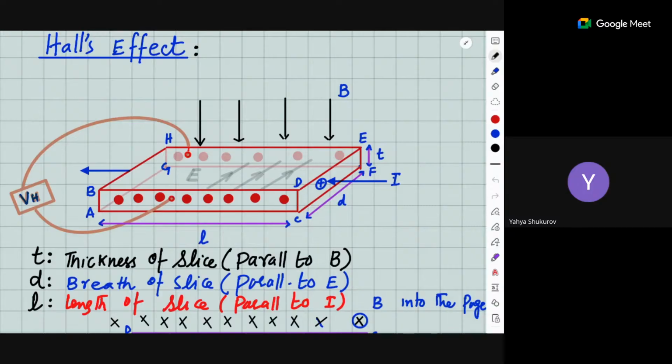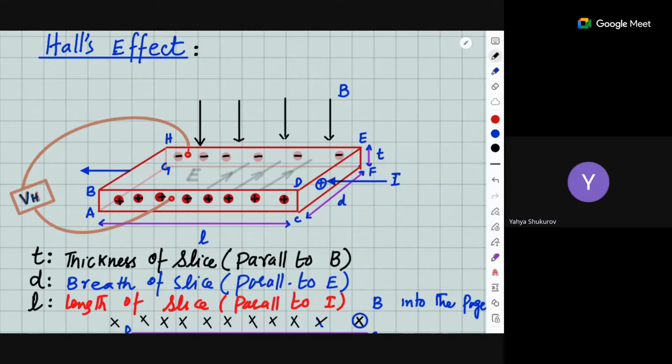The recap was that when a slice of semiconductor or any material is placed in a uniform magnetic field, the charge carriers experience a drift. The positive charge carriers move toward one face, and the other face gets an induced negative charge. That is why an electric field develops between the two faces, ABCD and EFGH.